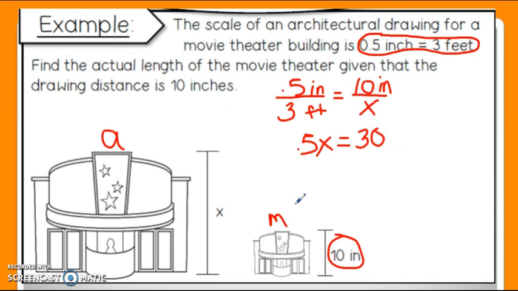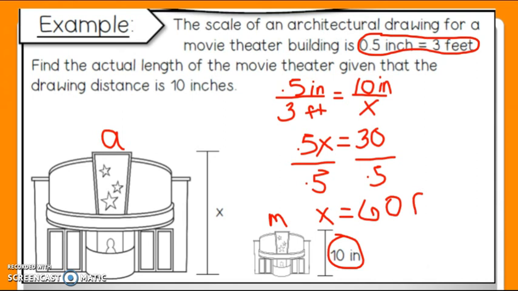From here, I will divide both sides by 1/2, so that way I can get the variable alone. X is now alone, and 30 divided by 1/2 is 60. And then you want to include your label of feet.